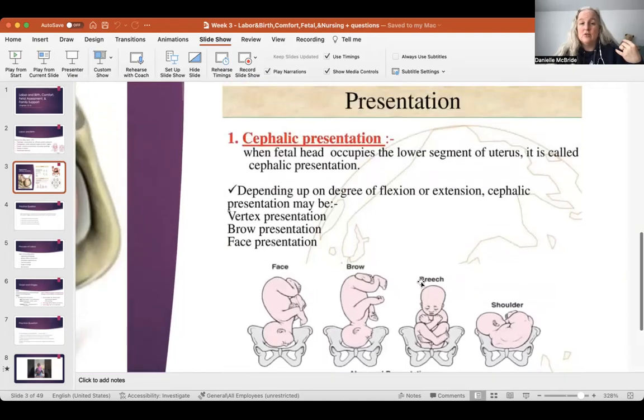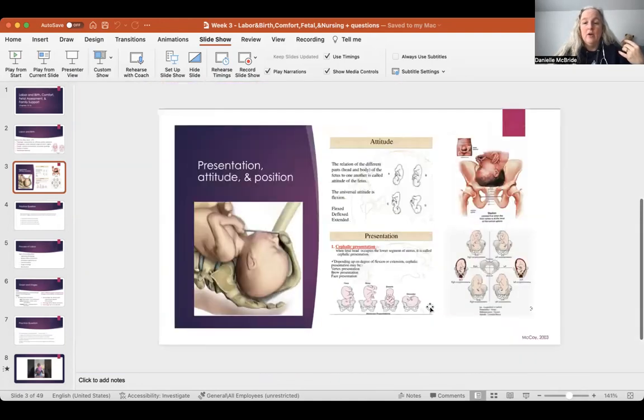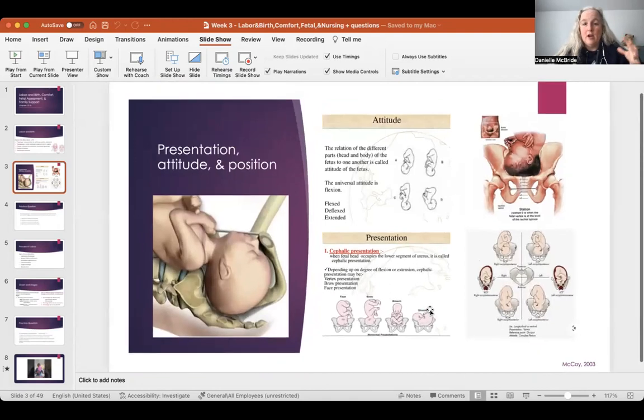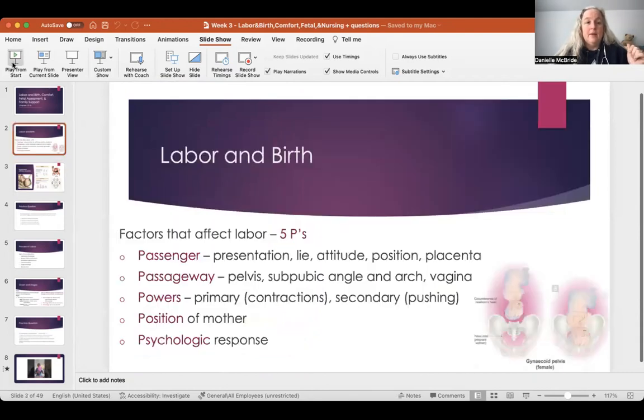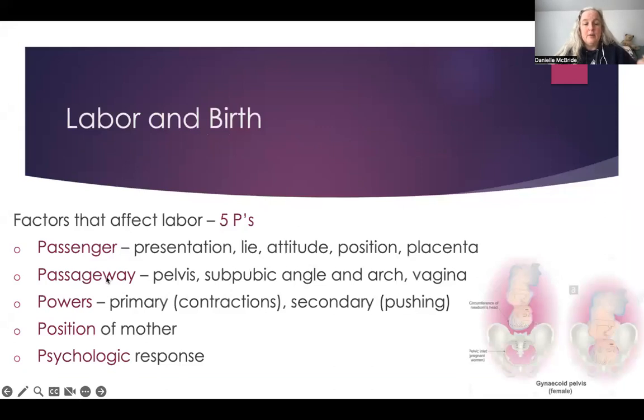Okay, so these are all the things we're thinking about related to the baby, our passenger. All right, so that is the first P. The next P is our passageway. That's the pelvis, that's the vagina, that's the arch, the subpubic arch. And so this is how our passenger is coming through. The other thing with our passenger is the placenta is included in that as well.